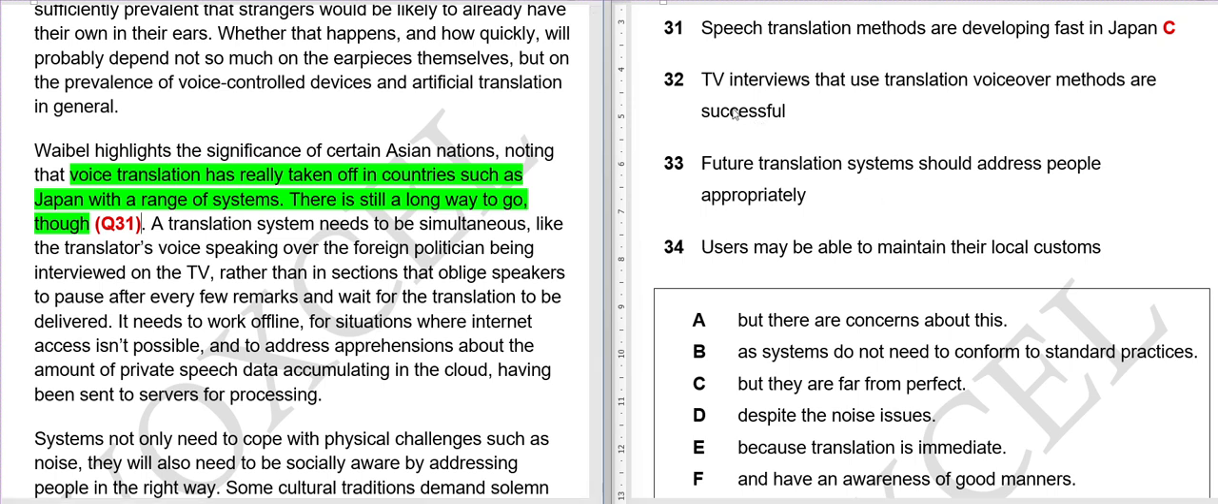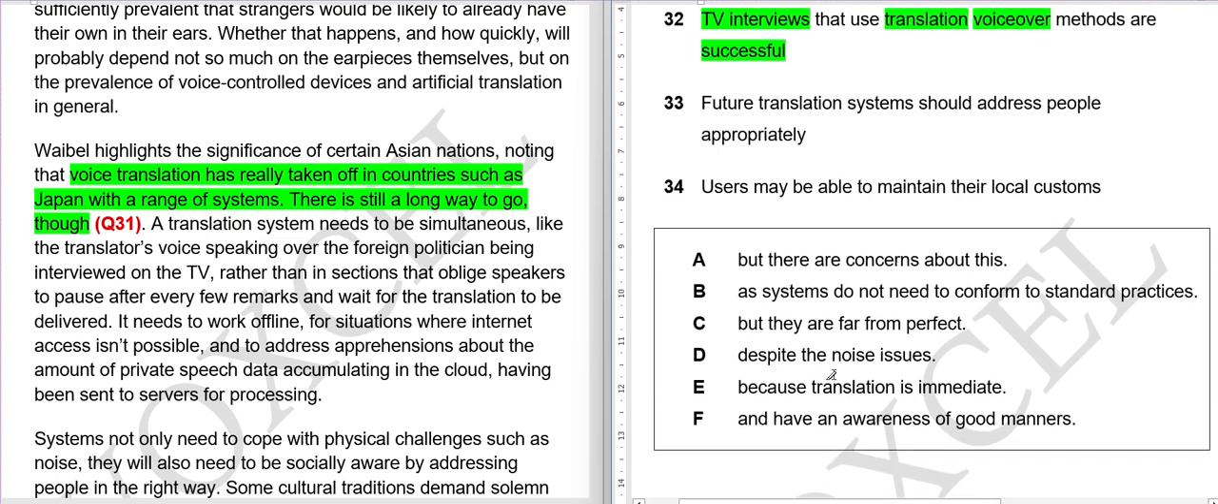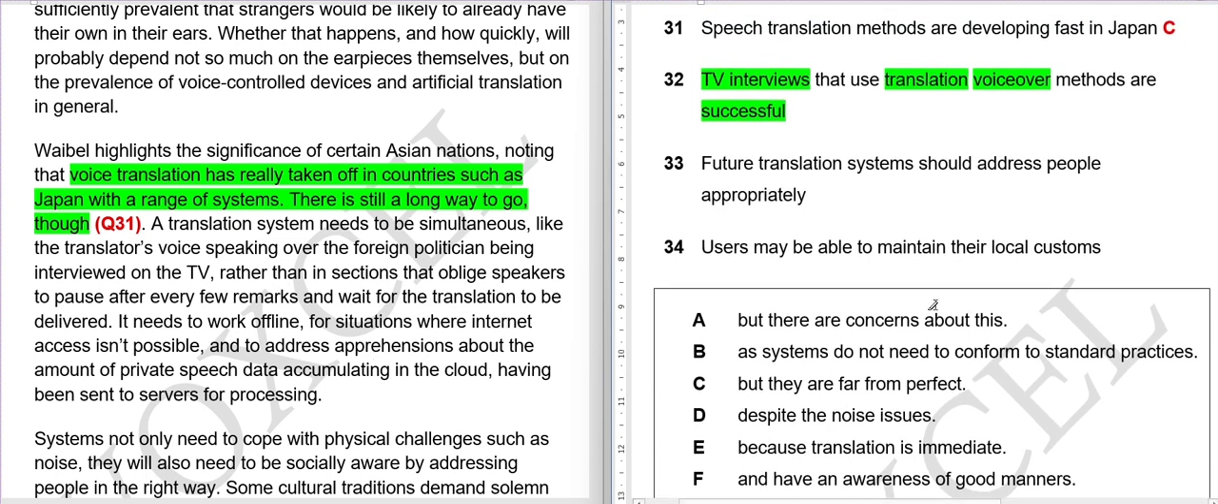So we will see TV interviews that use translation voiceover methods are successful. So we have to tell those TV interviews, those TV interviews that use translation voiceover methods are successful. So again, we have read here. So you have some time to tell me the answer. It is quite easy, I believe, and your time starts now.